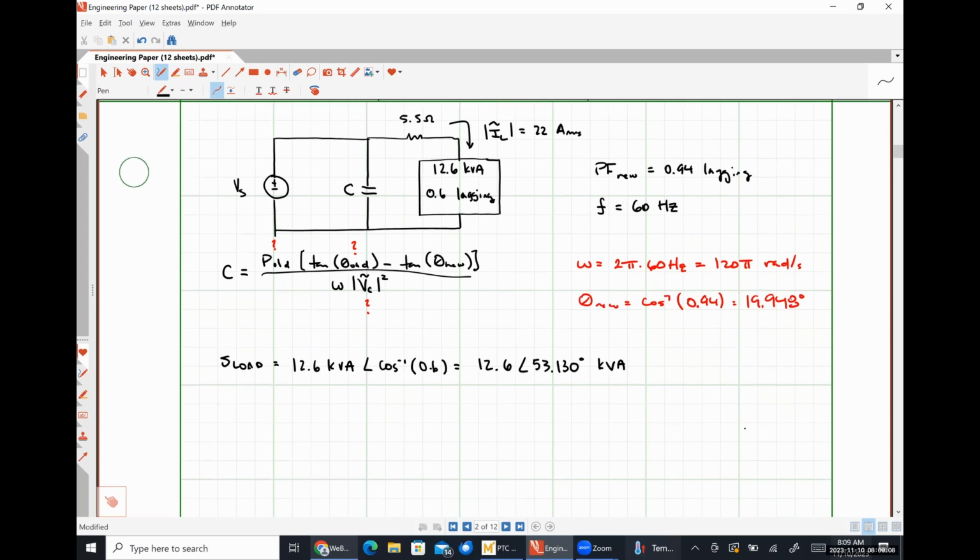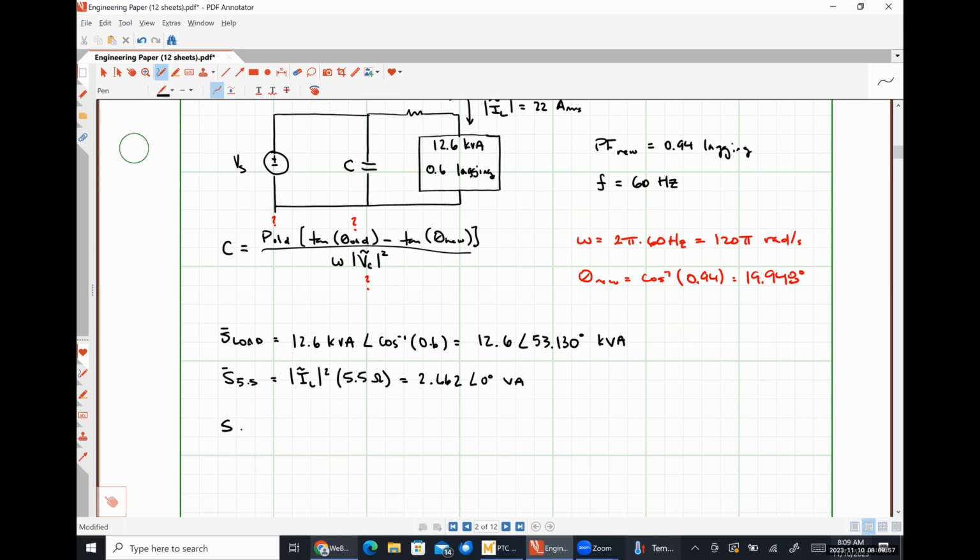The complex power absorbed by my resistance, so S of 5.5, is going to be the magnitude of I_L quantity squared times 5.5 ohms. So that'll be 22 squared times 5.5. Looks like 2.662 angle 0 degrees kilovolt amperes.